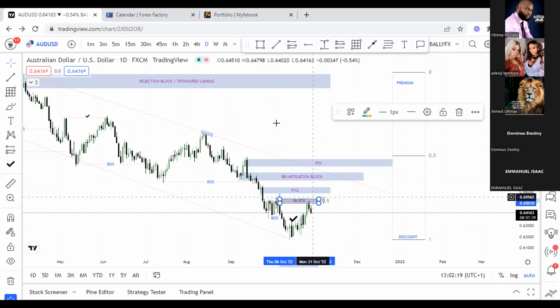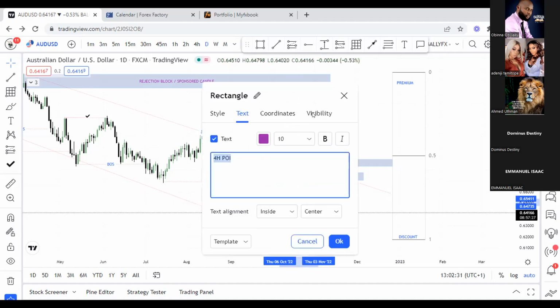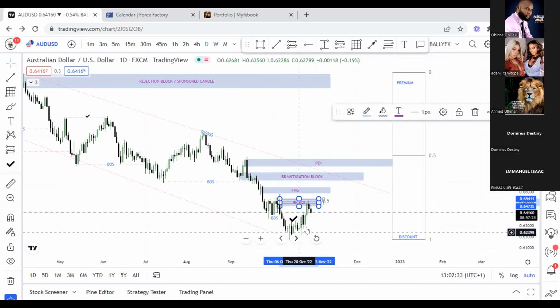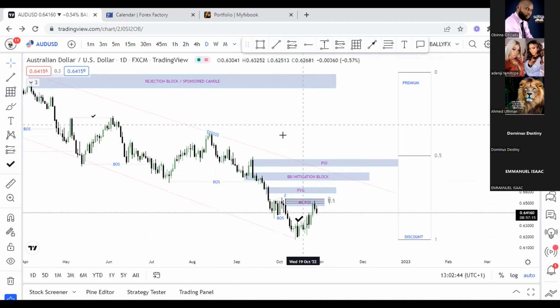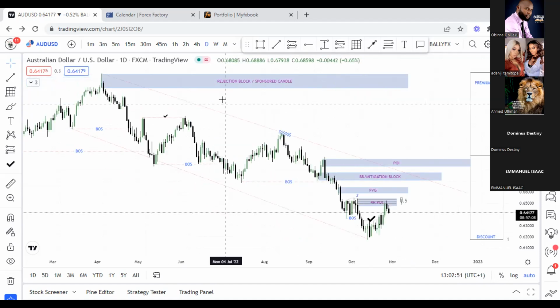Like this 4-hour zone, this order block here, this rejection zone, price has retested the 50% of the array and it's coming down. So I would want price to come down and take out all this liquidity we have here and go back up to feed this fair value gap and continue the bearish structure. That's what I'm just awaiting. This was the sponsored candle and the rejection zone that led to the downward movement of this chart. Thank you. That's what I have.